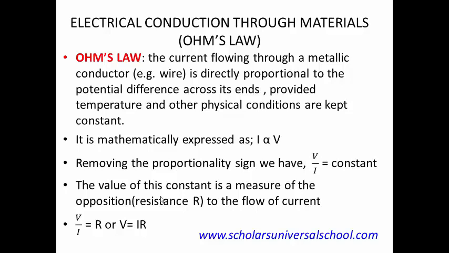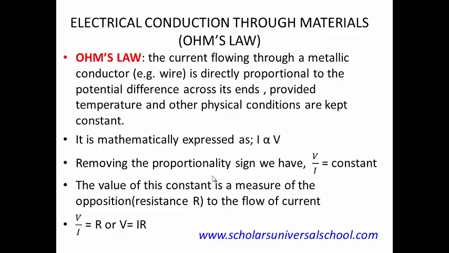So mathematically, we can have that I, which is your current, is directly proportional to the potential difference across the ends of the circuit. When we remove the proportional sign, we have that V over I, your potential drop over the current, is equal to a constant. The value of this constant is a measure of the opposition, meaning that the ratio of your potential difference to the current is a constant. That constant is a measure of the resistance, the opposition to the flow of current.